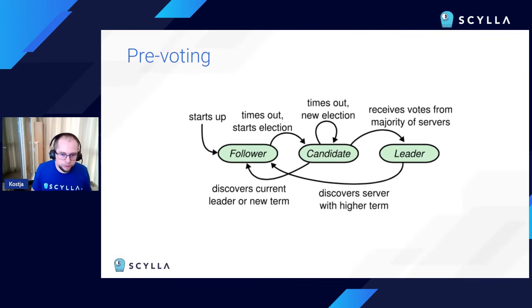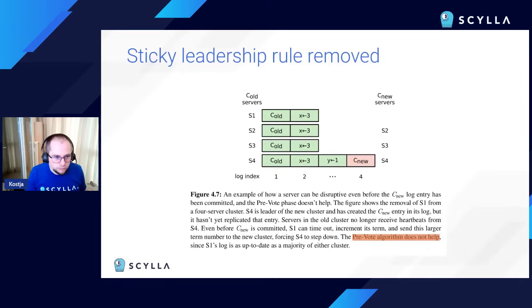A very important property, because the cause of the outage in 2020 with Cloudflare was that there was this disruptive leader which would believe that it needs to elect itself again and again. That would disrupt existing leaders in the cluster. They would step down, and that would continue on and on. So with pre-voting, that's not possible.